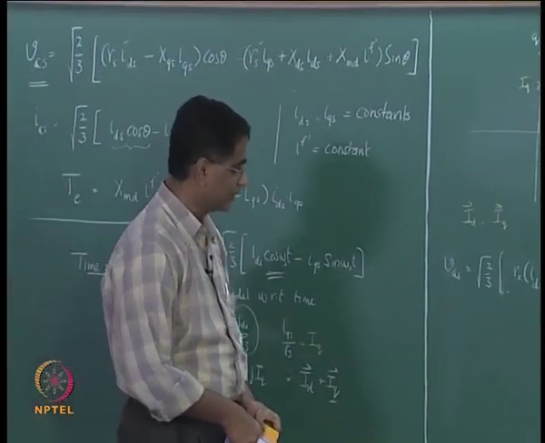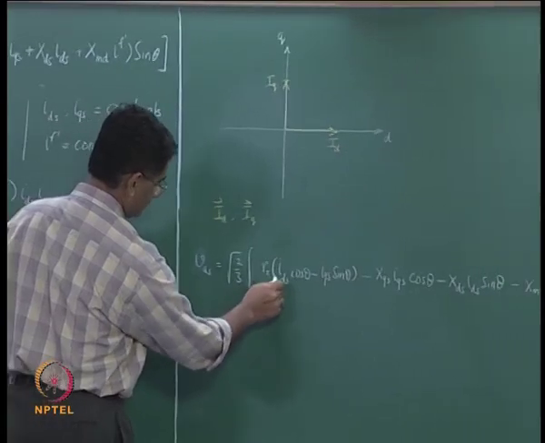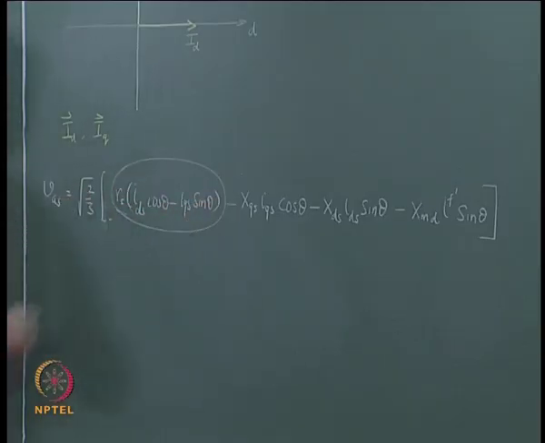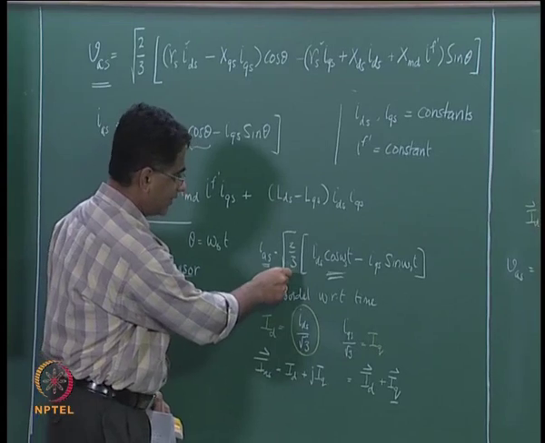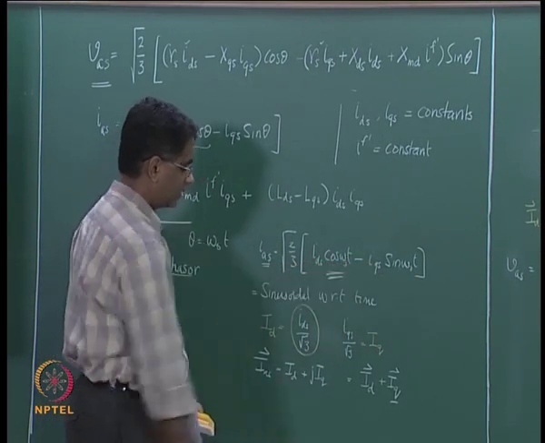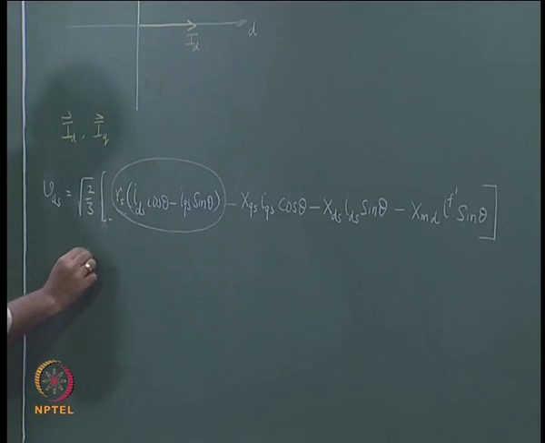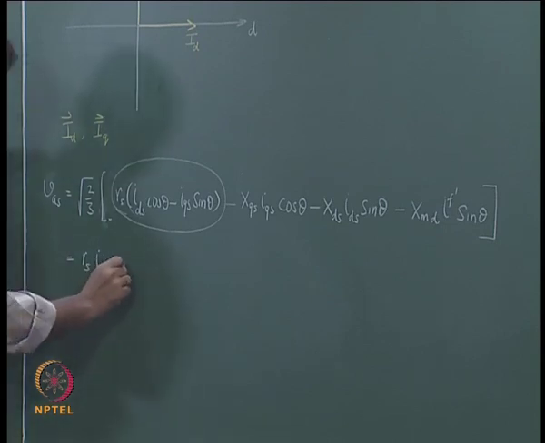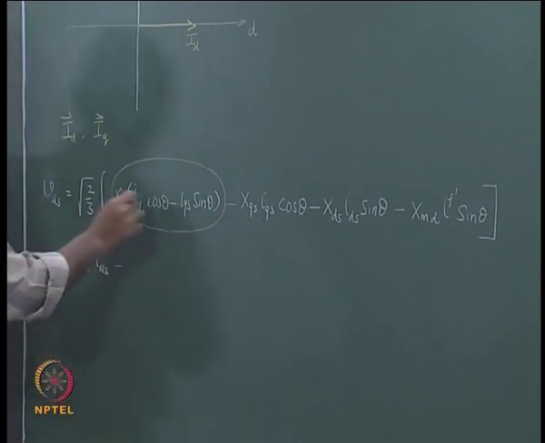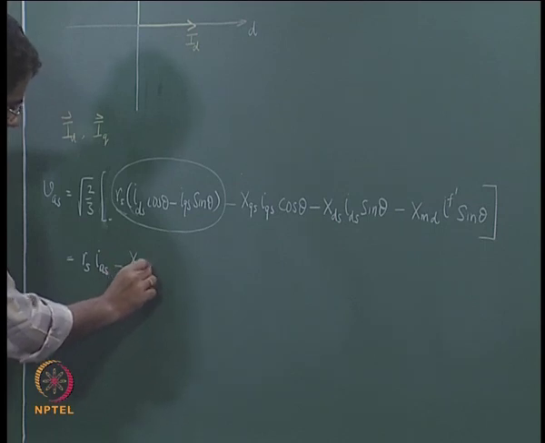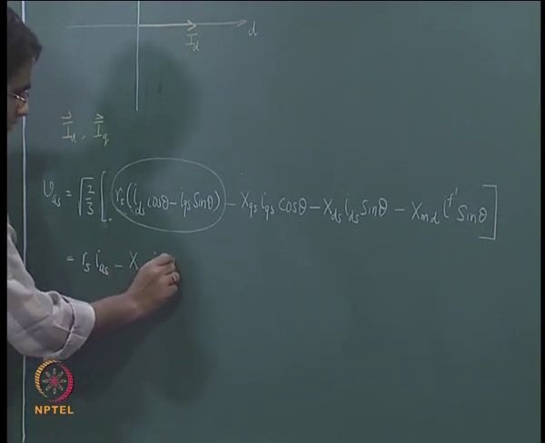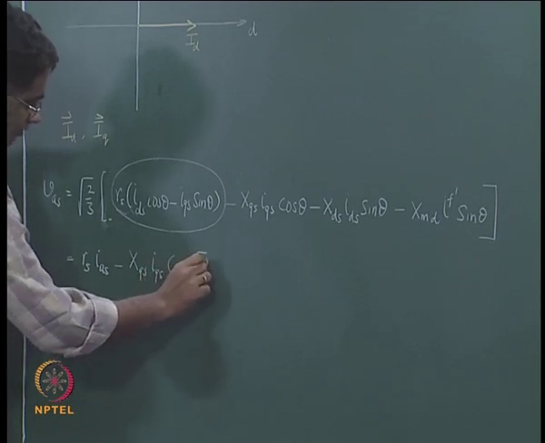And now if you look at this expression, this term RS multiplied by IDS cos theta minus IQ sin theta, we have already seen that root of 2 by 3 multiplied by IDS cos theta minus IQ sin theta is nothing but IAS, and therefore we can write this as RS into IAS, and then you have this next term which is XQS into IQS into cos theta multiplied by root of 2 by 3.